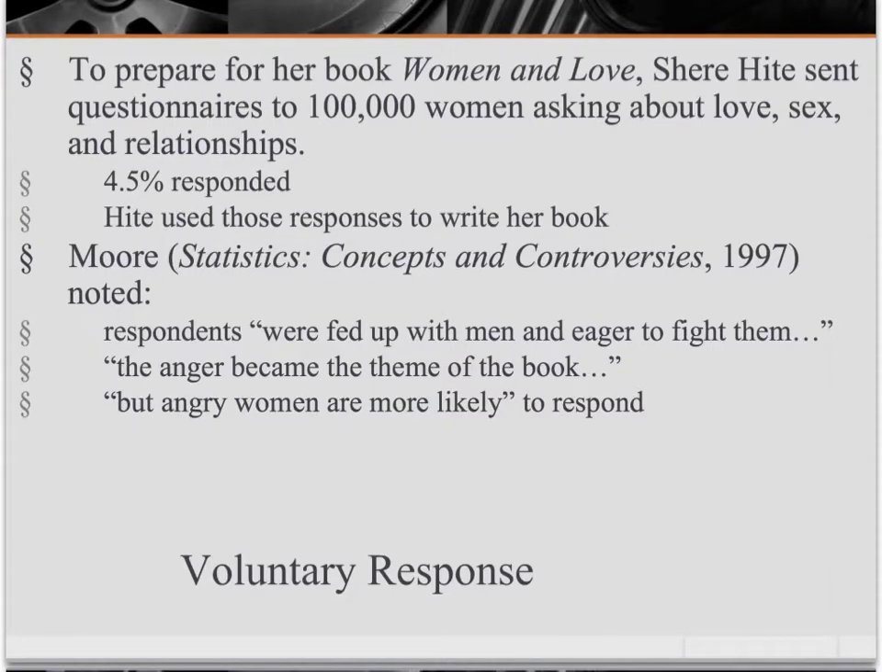So here's a great example of a really biased survey using voluntary response. This woman, Shere Hite, wrote a book called Women in Love. And she sent out questionnaires to 100,000 women asking questions, and only 4.5% responded. And she wrote her book totally based on those 4.5%. And then came to these conclusions that women were fed up with men and eager to fight them. Anger became the theme of her book because angry women were more likely to respond. People who have really strong opinions are the most likely to respond to questionnaires like that.